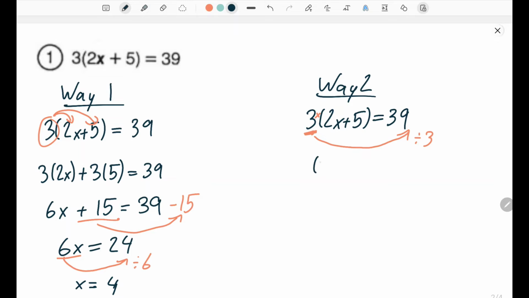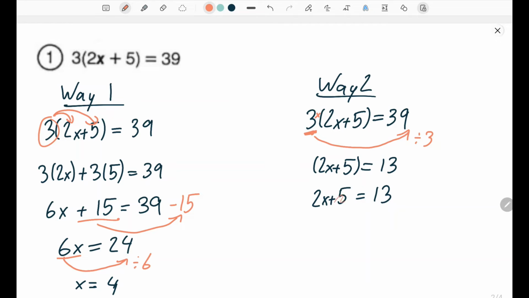And if you do that, you just have 2x plus 5 is equal to, well, 39 divided by 3 is 13. And here's the important step. Now that we've moved that 3 in front of the brackets out of the way from the left side, there's nothing in front of the brackets anymore. So you can drop the brackets of the left side of your equation to just write 2x plus 5 equal to 13. And now we're just solving this equation.